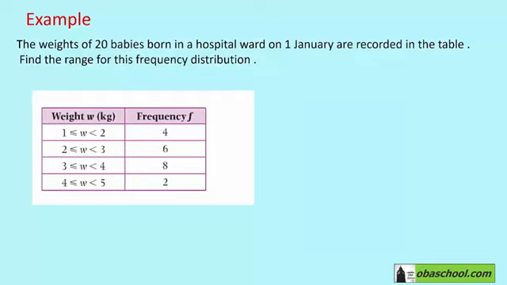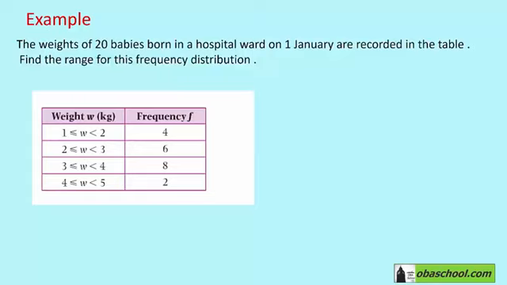So, the example says the weights of 20 babies born in a hospital ward on 1 January are recorded in the table. Find the range for this frequency distribution. As you can see, we already have the table that we were working with previously, and now what we have to do is to find the range.